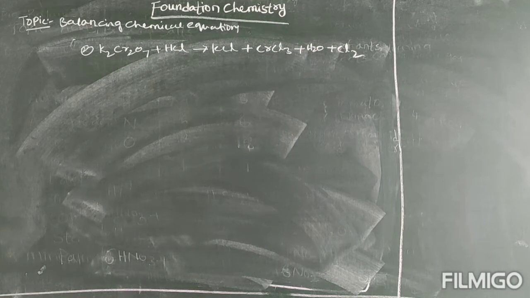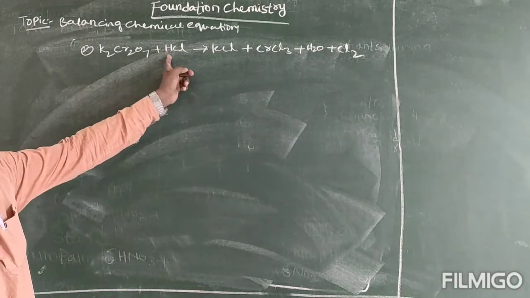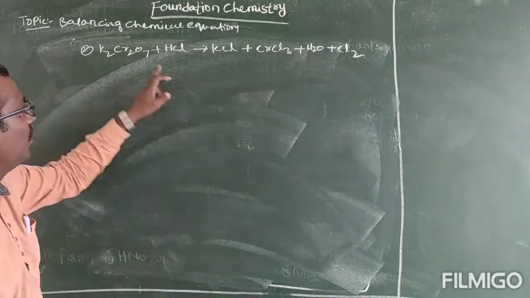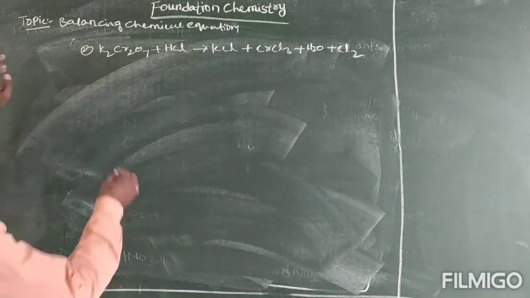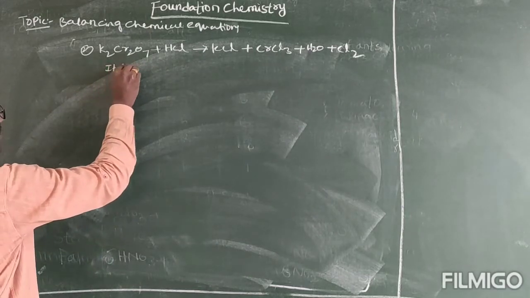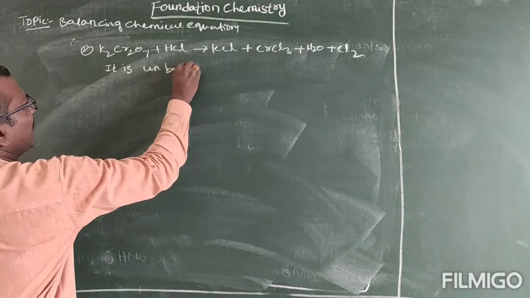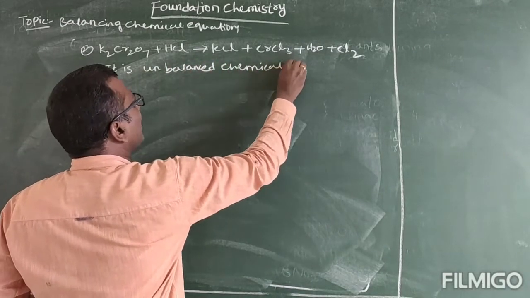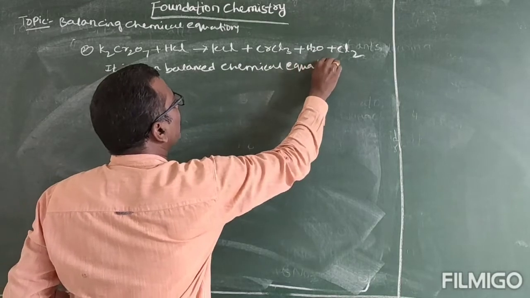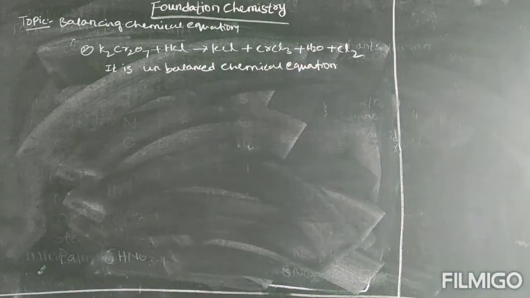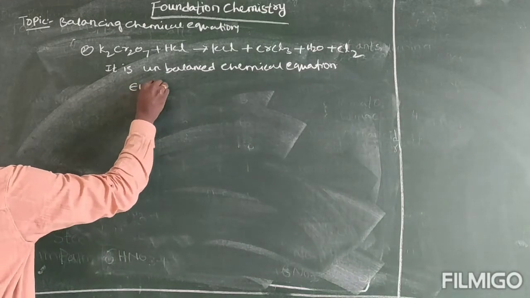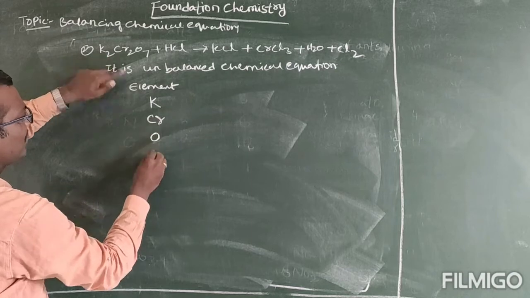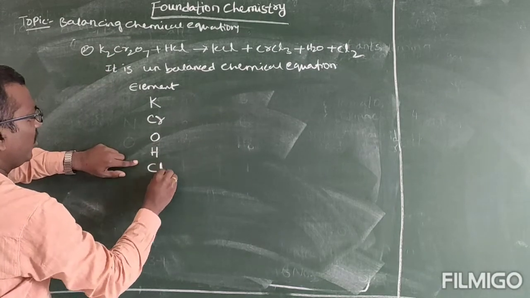Now the second equation, K2Cr2O7 plus HCl gives rise to KCl, CrCl3, H2O, Cl2. Here 2, here 1. So it is an unbalanced equation. It is unbalanced chemical equation. Next, what we have to do? First of all, you identify the elements. What are the elements? Potassium, chromium, oxygen, hydrogen and chlorine.